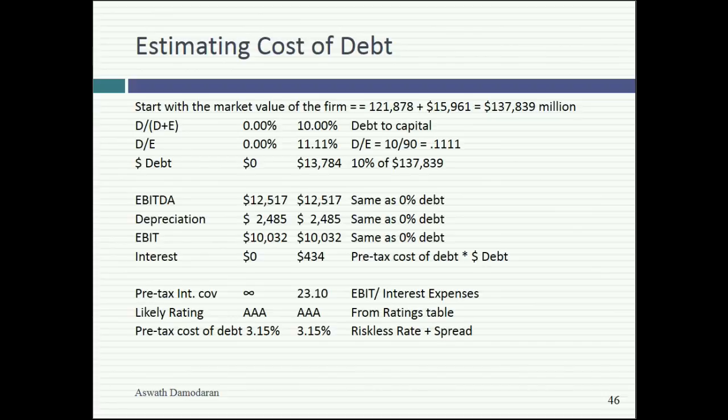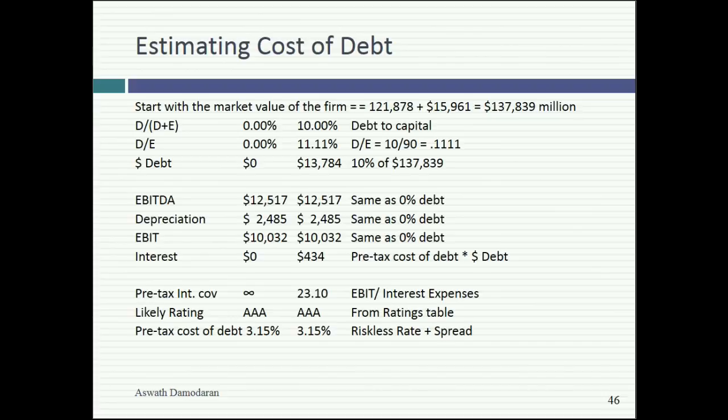Why do you need to know that? At a 10% debt ratio, here's the first question I need to answer. How much dollar debt would I need to get to a 10% debt ratio? Now, do you see why I had to compute the value of the firm? $137.8 billion is the value of the entire firm right now. If I have only 10% debt, 10% of $137.8 billion will give me $13,789 million as the dollar debt at a 10% debt ratio. That's the first step.